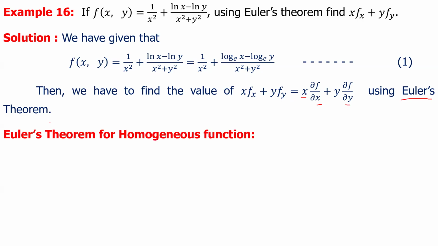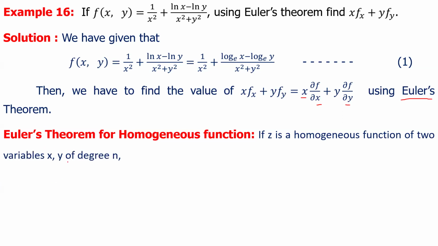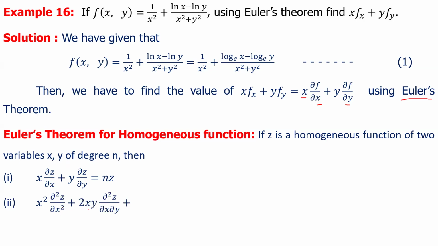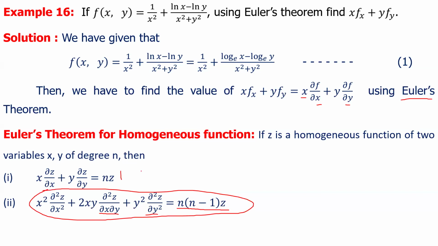So let us first define what is Euler's theorem for homogeneous function. If z is a homogeneous function of two variables x and y of degree n, then x del z del x plus y del z del y is equal to nz, and x square del 2z del x square plus 2xy del 2z del x del y plus y square del 2z del y square is equal to n into n minus 1 into z. Now here in this example, no need to use this formula. We have to only use the first formula.